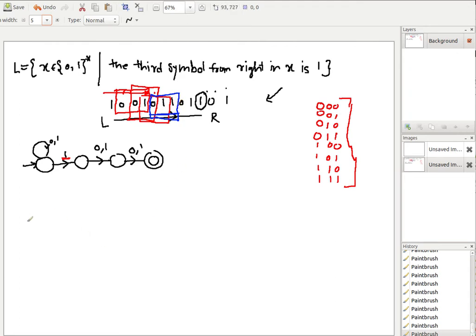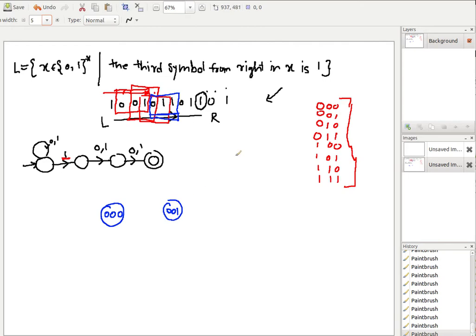Now let's just quickly design that DFA. So let's take the state 000, 001. So let me ask you, have you already designed this DFA?